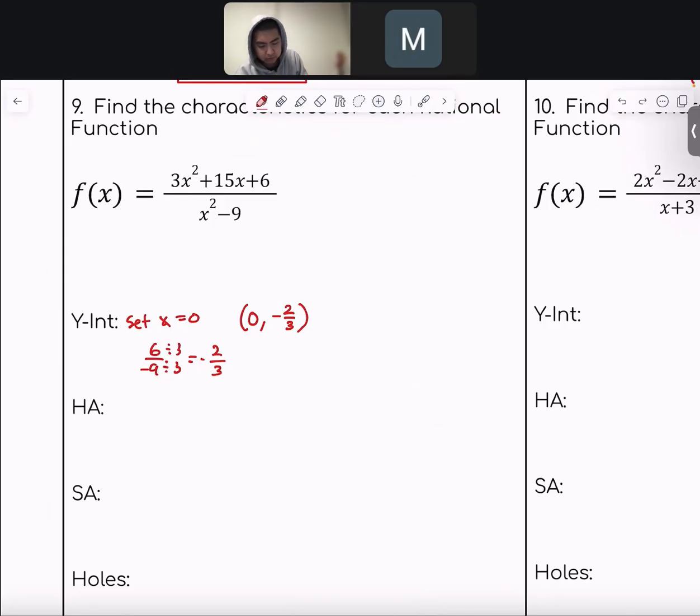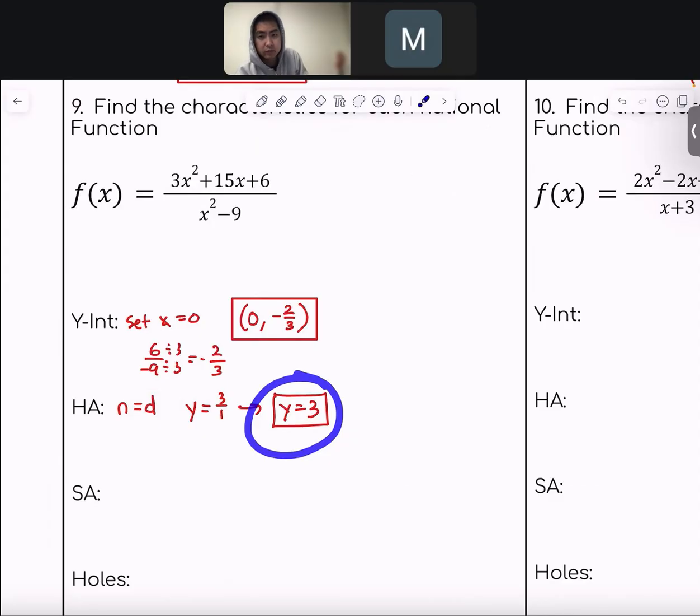For horizontal asymptote, this is where you gotta look at your degrees. So the highest degree is 2, 2. Since the degrees are the same, you just look at their coefficients. 3 over 1. So the horizontal asymptote is y equals 3. For a horizontal asymptote, you need it to be y equals. And since there's a horizontal asymptote, that means there is not a slant. Remember, for slant, the degree up top needs to be 1 degree higher than the bottom.